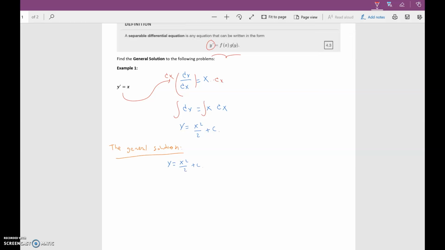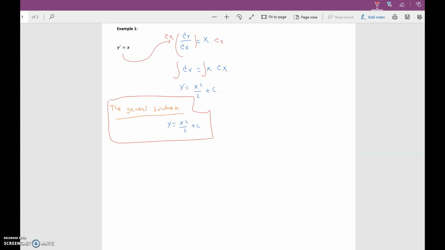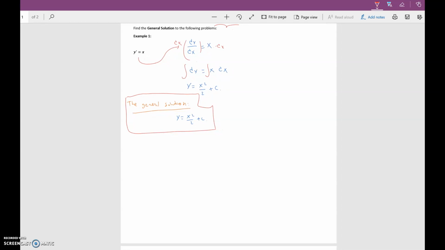Some of the problems may ask us to find the field of solutions or the family of solutions. So let me just put them here for this one. The family of solutions represents a sketch of all the possible solutions that you can have.